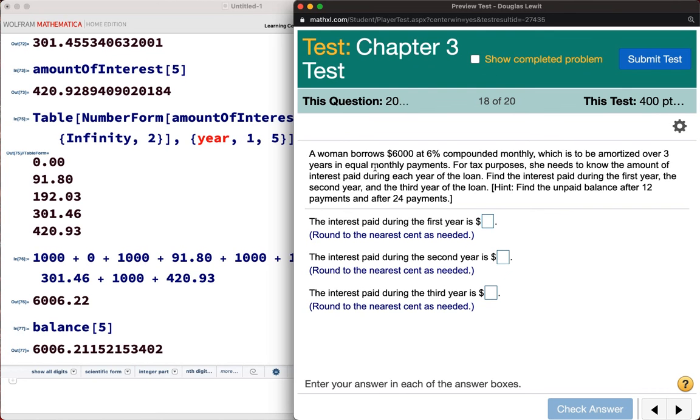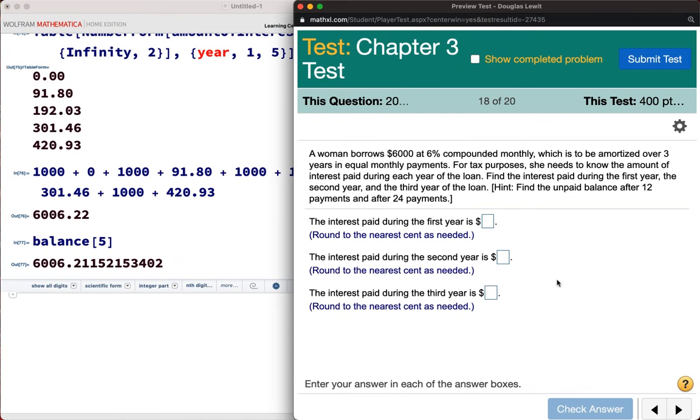A woman borrows $6,000 at 6% compounded monthly, which is to be amortized over 3 years in equal monthly payments. For tax purposes, she needs to know the amount of interest paid during each year of the loan. Find the interest paid during the first year, the second year, and the third year of the loan. Hint: find the unpaid balance after 12 payments and after 24 payments.